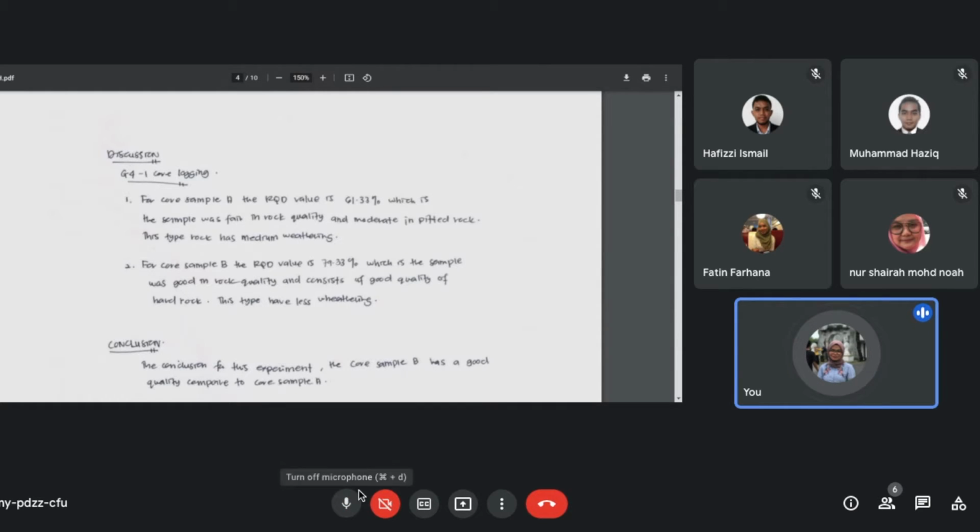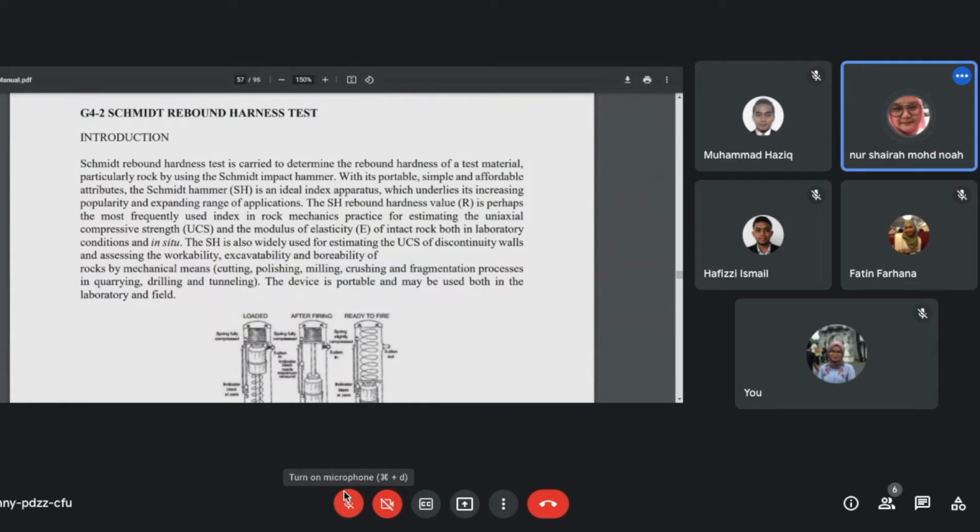Okay, for the conclusion, from this experiment we can conclude that sample B is a good one compared to sample A, because sample B has good quality hard rock, and sample A is fair quality hard rock. Okay, the second experiment is the Schmidt rebound hardness test.